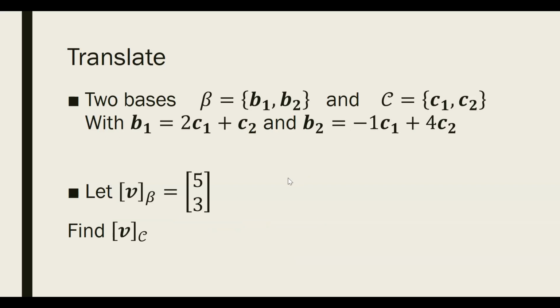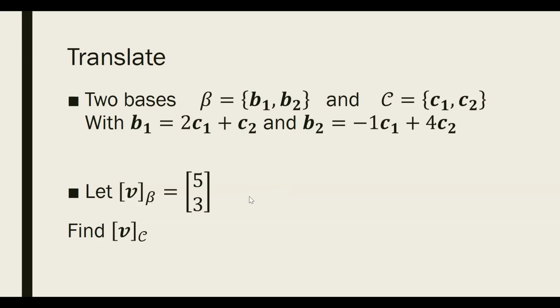and we could pose the question this way. If I have two bases, B and C, and I know that the basis elements from B can be written as this and that, and I know that there's a vector V out there whose coordinate vector with respect to basis B is 5, 3. Could we find the coordinate vector with respect to basis C? Now, if you think about this, this is the exact same problem that we just did.